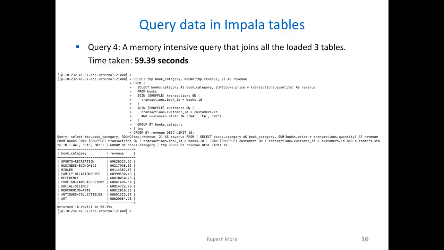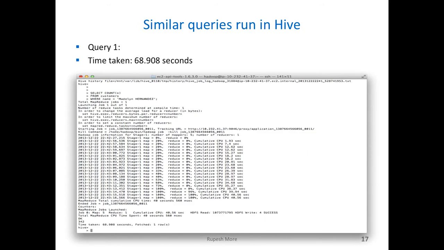Now let's run these four queries in Hive. When we run the same query on Hive, the first query, which is the count on the customers table for the name Madeline Hernandez, the time taken is 68.908 seconds. This is because in the back end, the map reduce jobs that run take a lot of time. Whereas Impala runs directly on HDFS, so we save time in Impala.